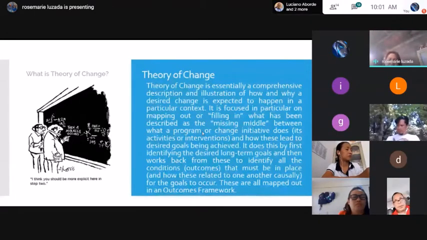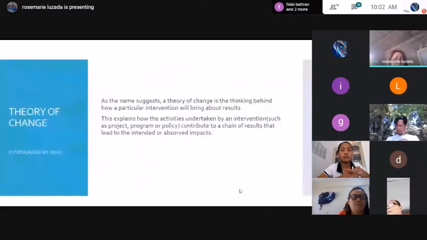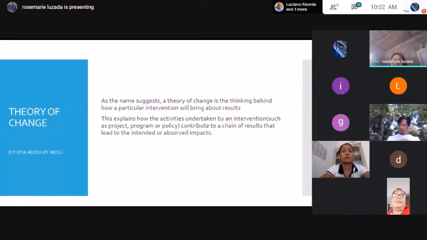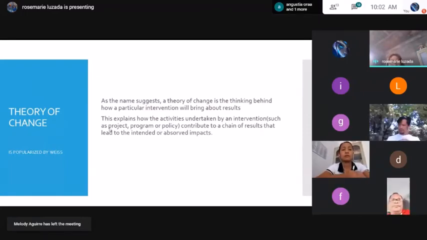It does this by first identifying the desired long-term goals, then works back from this to identify all the conditions or the outcomes that must be in place and how these relate to one another for the goals to occur. These are all mapped out in an outcomes framework. Theory of change was popularized by Weiss. As the name suggests, a theory of change is the thinking behind how a particular intervention will bring about results. So this explains how the activities undertaken by an intervention such as these learning delivery modalities contribute to a chain of results that lead to an intended or observed impact.